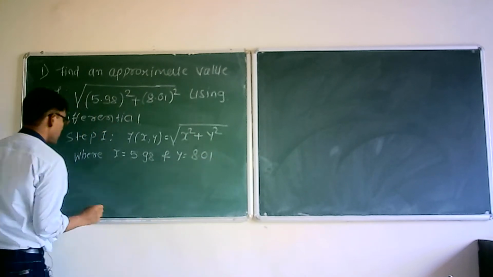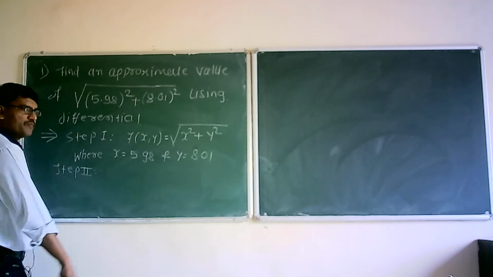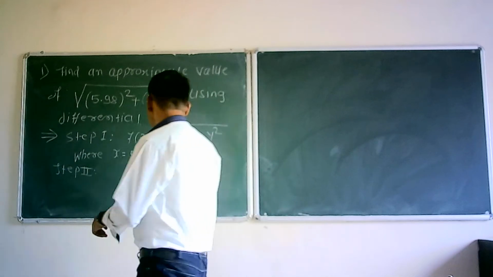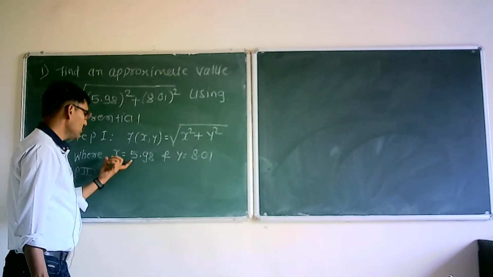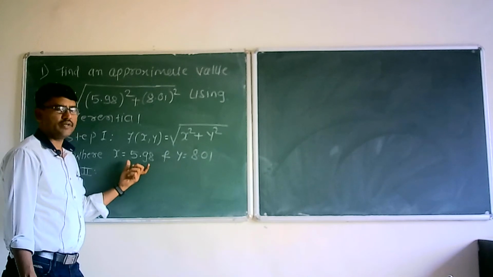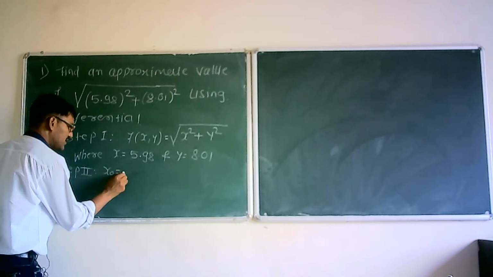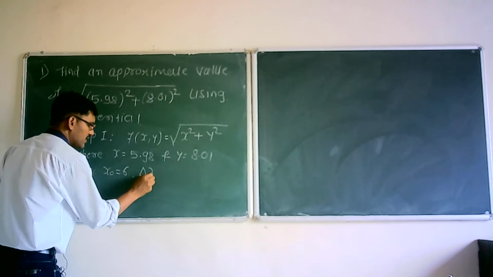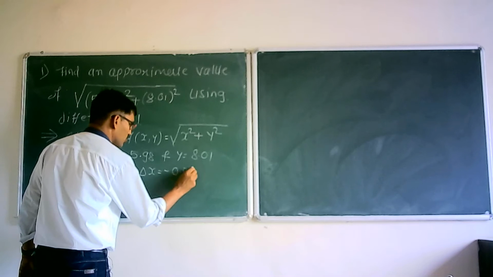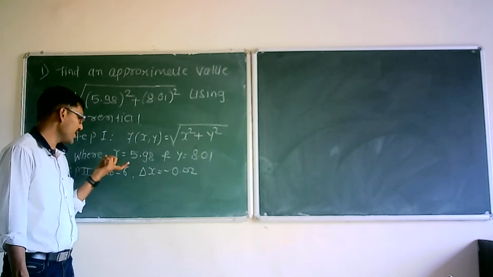What is the next step? Step number 2: you have to identify x0, y0, delta x, delta y. It is very simple to identify x0, y0. We know that this number 5.98 is very close to the integer 6. So x0 is 6, and delta x is minus 0.02. If you add these two numbers, again you will get x.